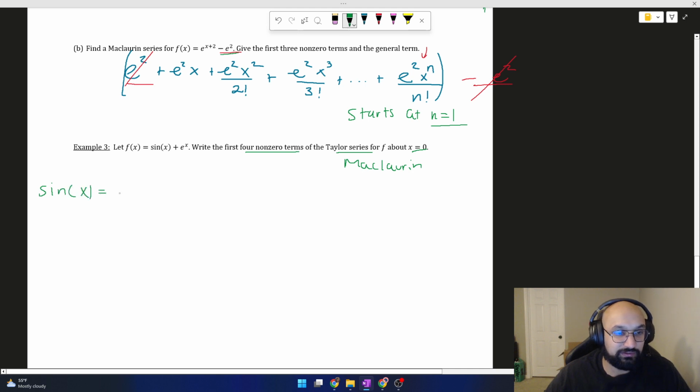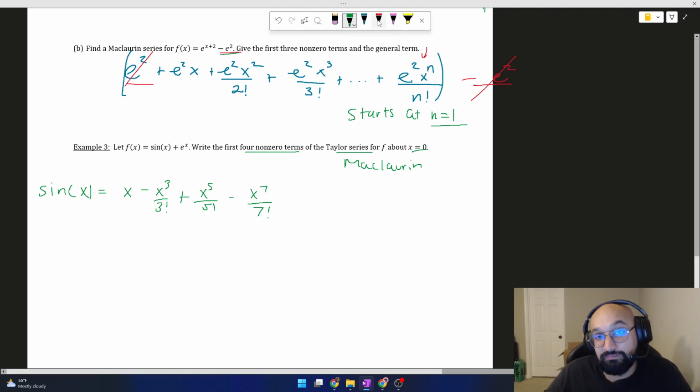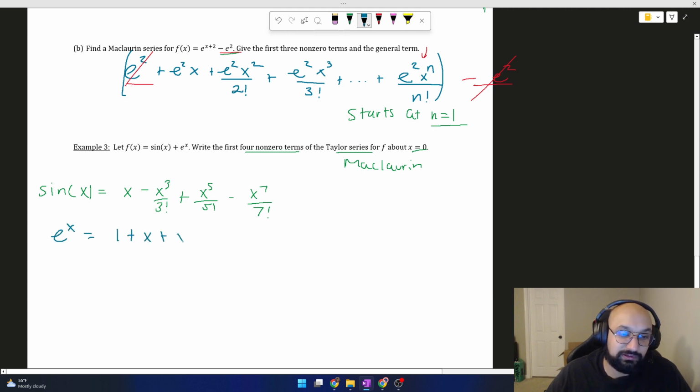The sine of x is going to be equal to x minus x cubed over 3 factorial plus x to the 5 over 5 factorial minus x to the 7 over 7 factorial. We could write the general term here, but once again, we don't need to because it doesn't ask for it. E to the x we've written above. If I had my lasso tool, it'd be worth scrolling. Unfortunately, I don't. Luckily, it's a simple one to write.